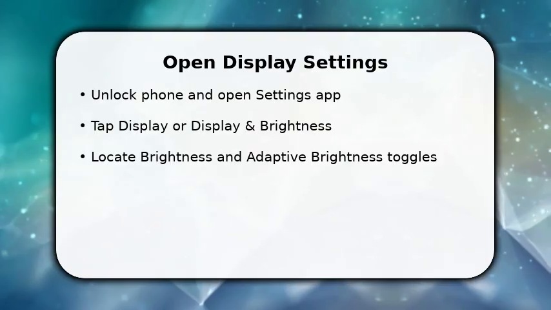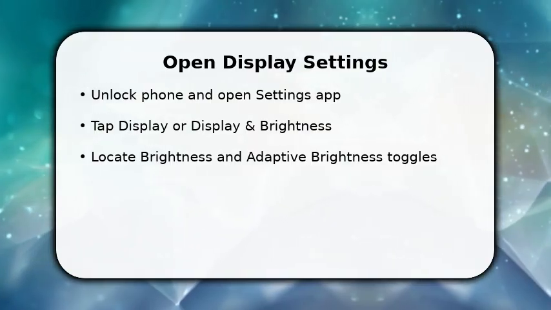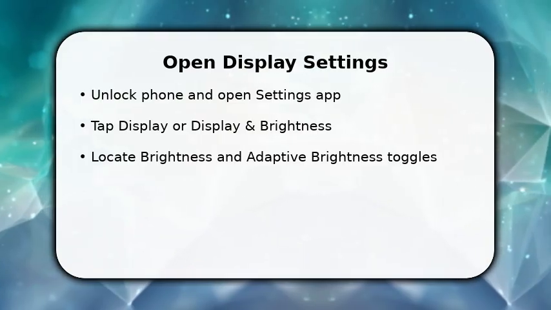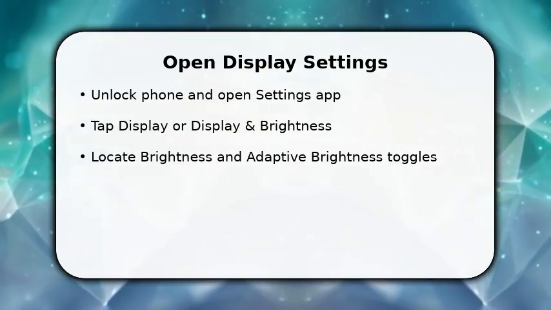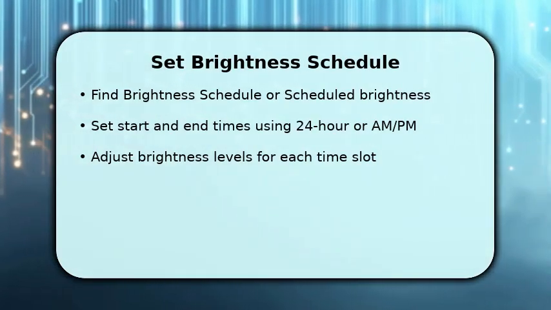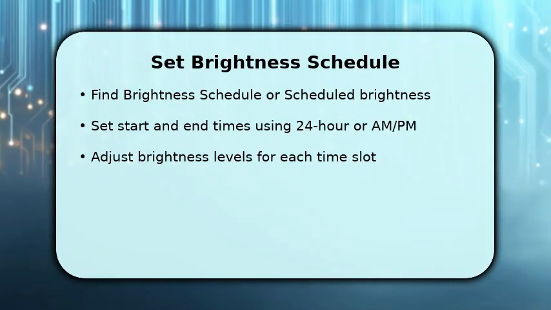You do this because system overrides can prevent manual scheduling from sticking, and disabling Auto Adjust ensures your time-based brightness changes will behave predictably. Now you configure the actual schedule. Tap Brightness Schedule and choose Add Schedule or Edit Existing.